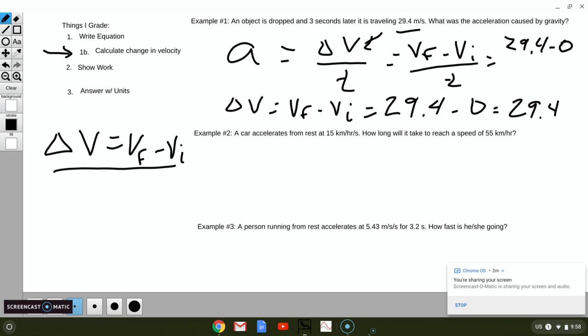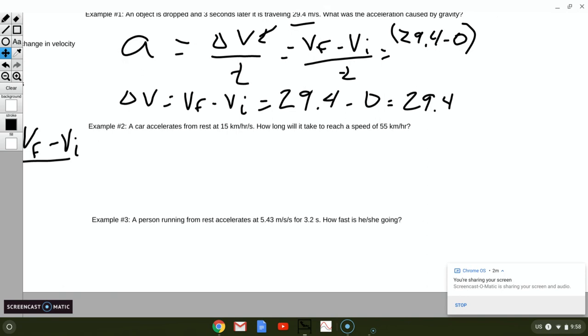Now, the units here are important, so let's make sure we put some units on here. I'm running out of room, so we're going to move. The units here would be meters per second, and then we would divide by 3 seconds. When you punch that into the calculator, 29.4 minus 0, hit enter, then divide by 3, you get 9.8.